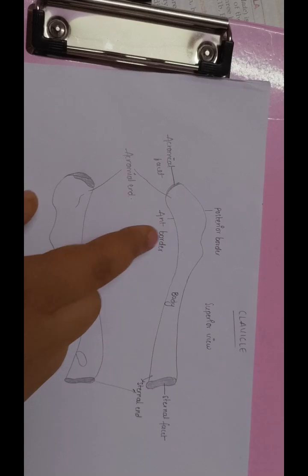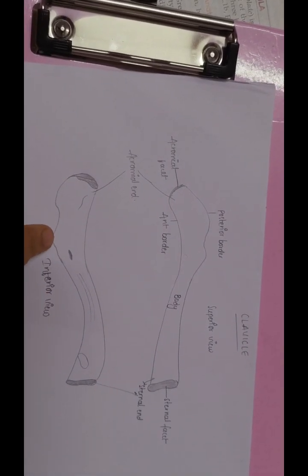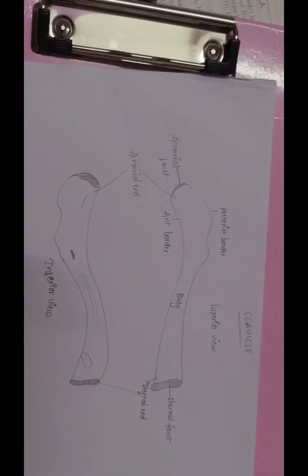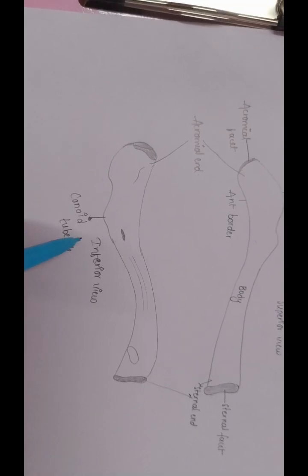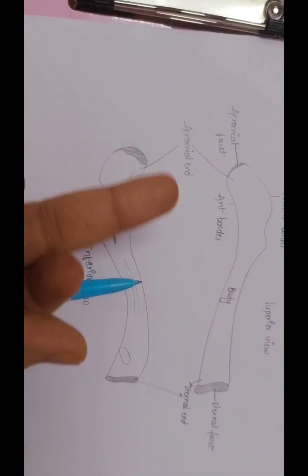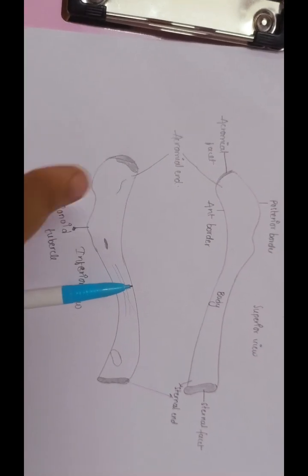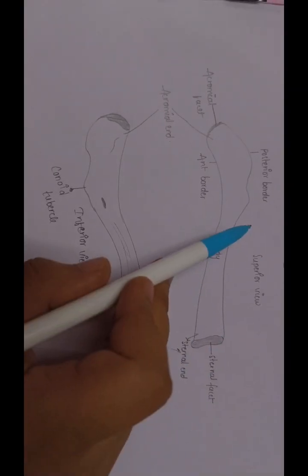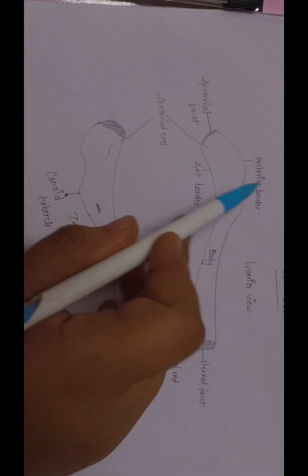you have an elevation, this thing, which is called the conoid tubercle. This is the conoid tubercle you can see on the inferior surface. When you're holding this, it can be seen on the inferior surface. With the downwards, you can feel it. This is the anterior border and this is the posterior border.